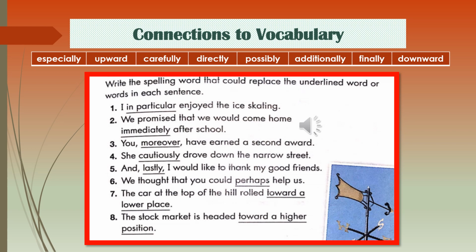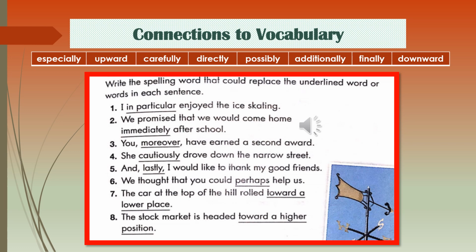Number 7, the car at the top of the hill rode toward a lower place. So toward a lower place is the words that are going to be replaced with one of the words that you have in the word bank. And the word that is going to be the answer for number 7 is downward.